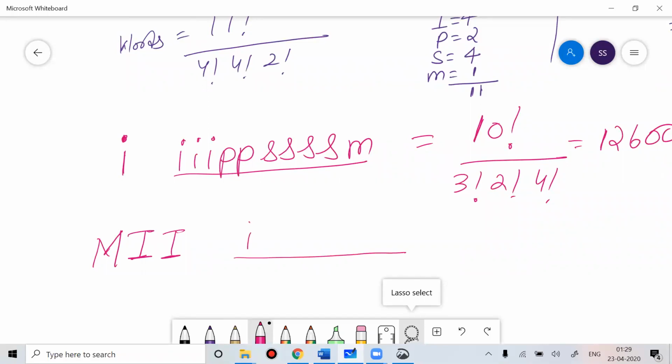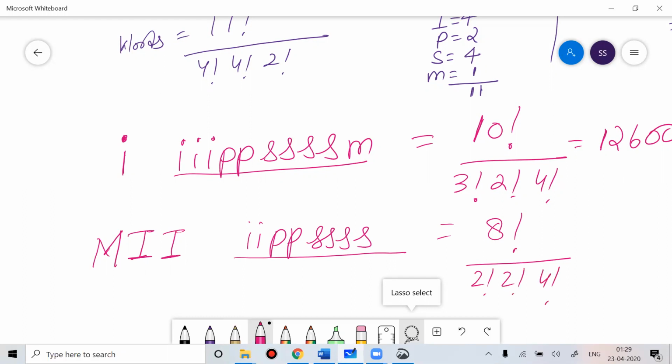So that would be 2 I, 2 P, 4 S. Okay, total is 4 plus 4, 8. This would be 8 letters: 1, 2, 3, 4, 5, 6, 7, 8. This would be 8 factorial divided by 2 factorial, 2 factorial, 4 factorial. So this would be 420.